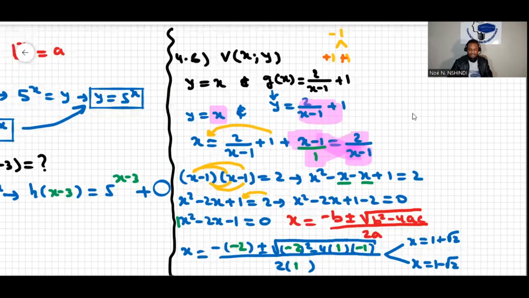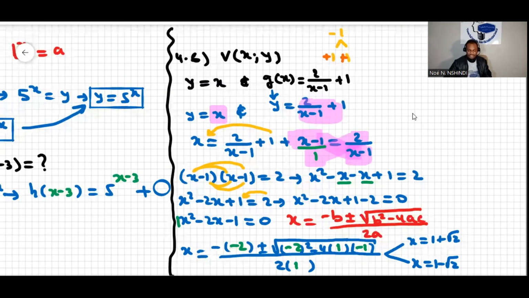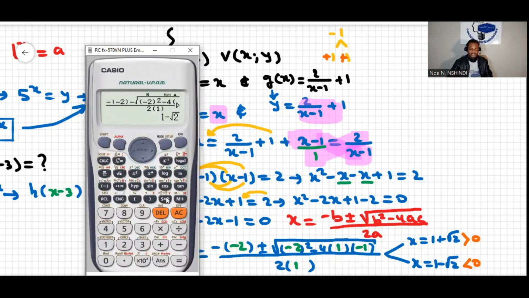Now, look at these answers here. 1 plus root 2 is positive, right? It's more than 0. And then 1 minus root 2 is negative. It's less than 0. If you're unsure, you can check in the calculator. You can see that it's negative. And for the other one, obviously this must be positive because 1 is positive, root 2 is also positive, and the answer must be positive. Positive plus positive makes positive.